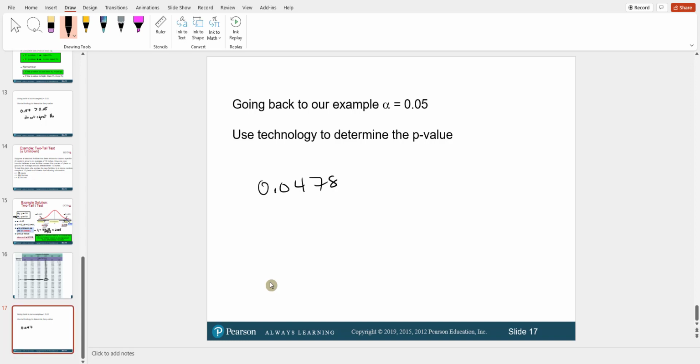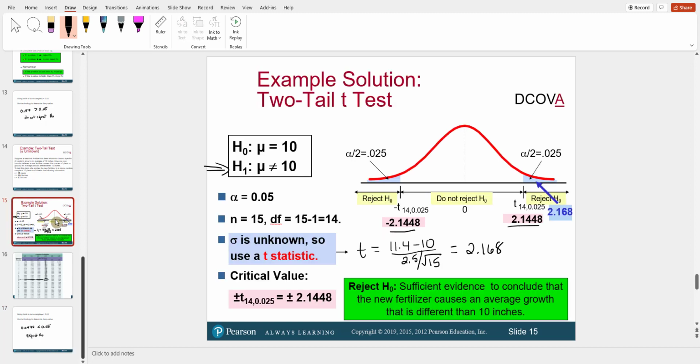Okay, this is less than the level of significance. So the p is low, the null must go. The p is low, the null must go. So we reject the null hypothesis. Okay, that's the same conclusion when we did it by hand. So let's go ahead and do it with my template.